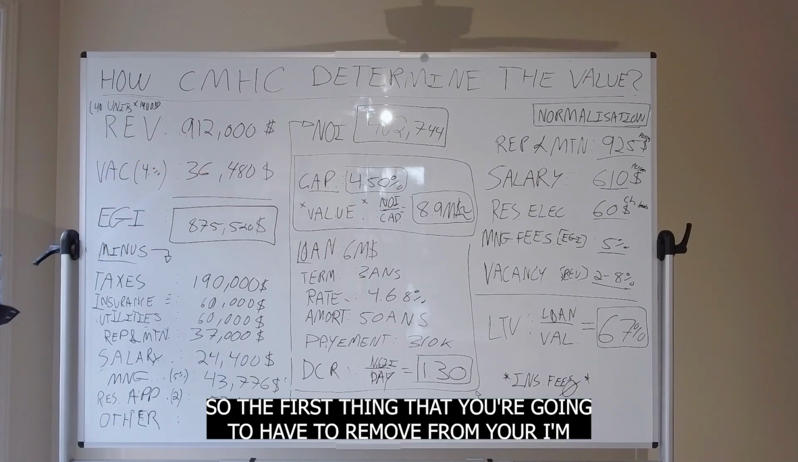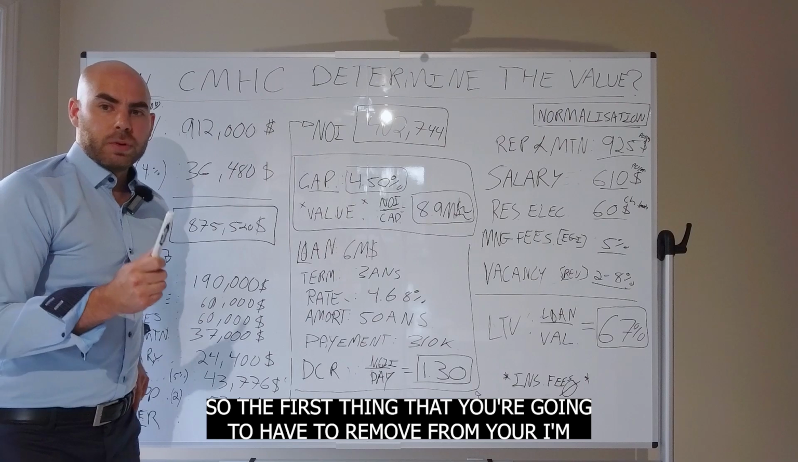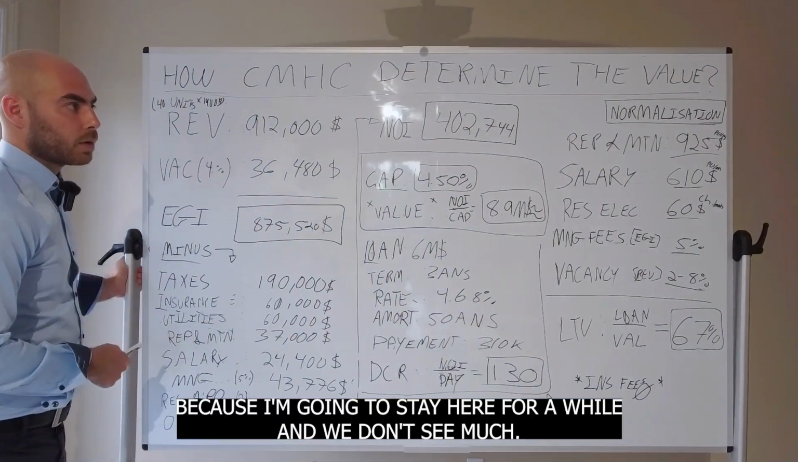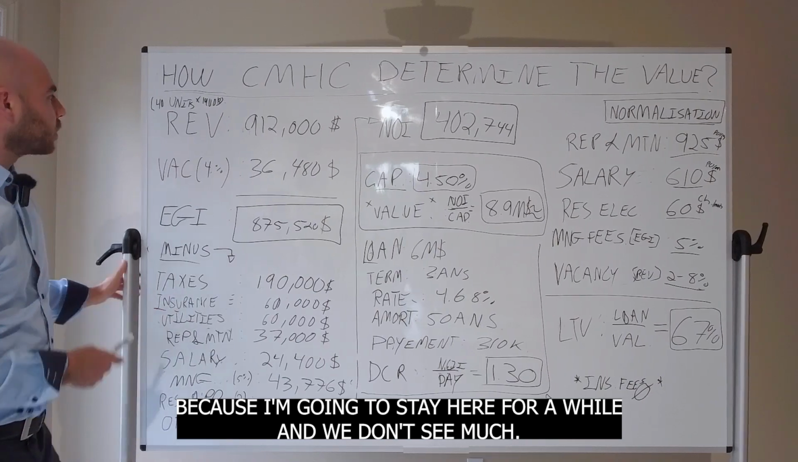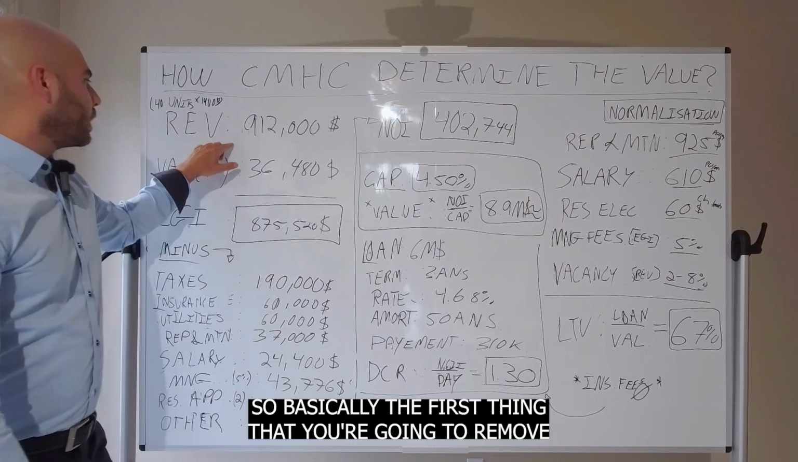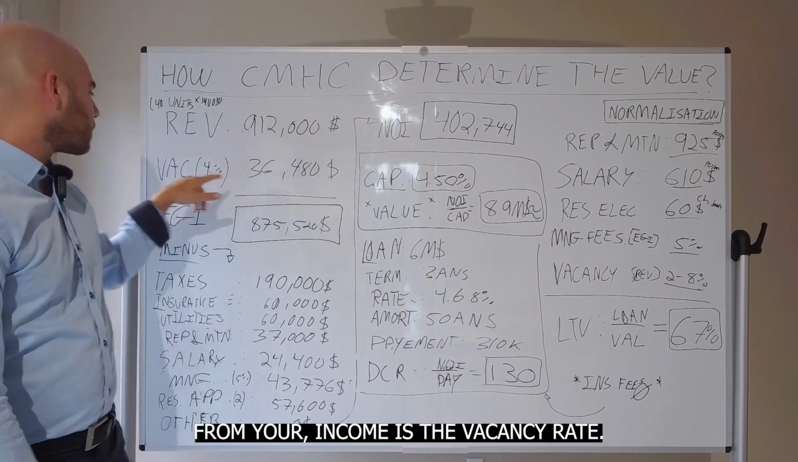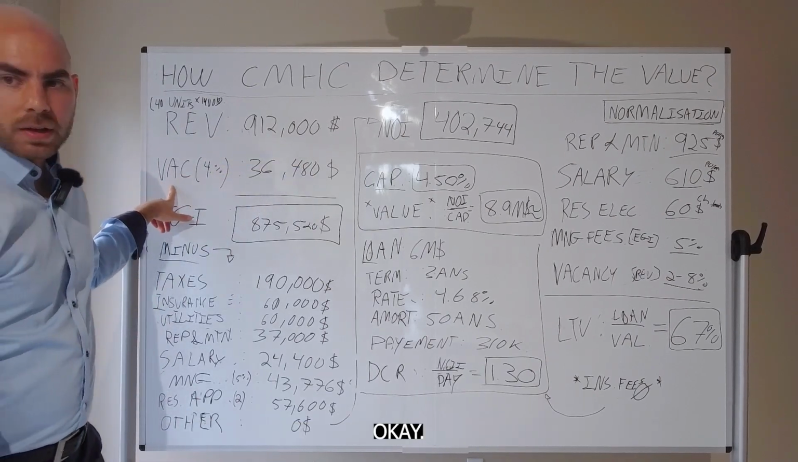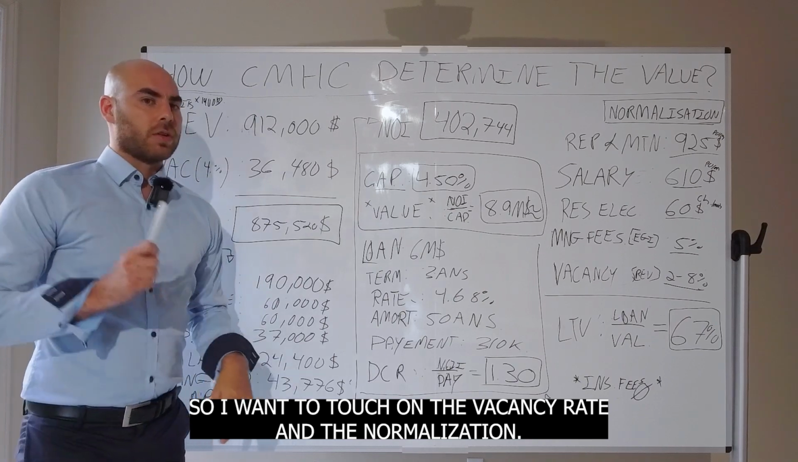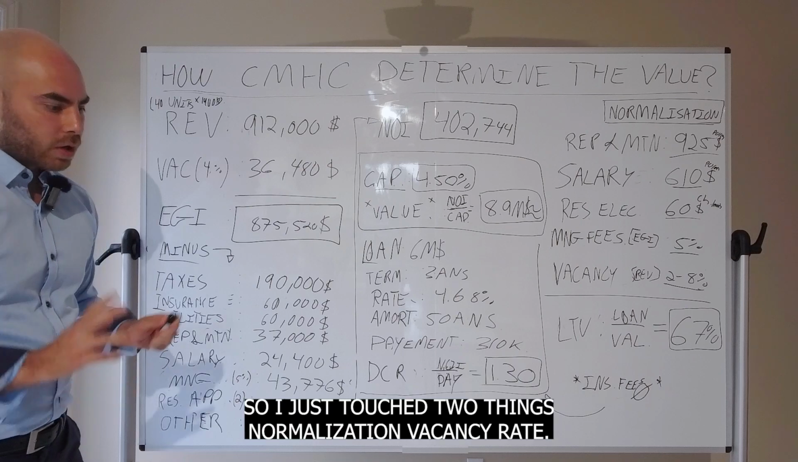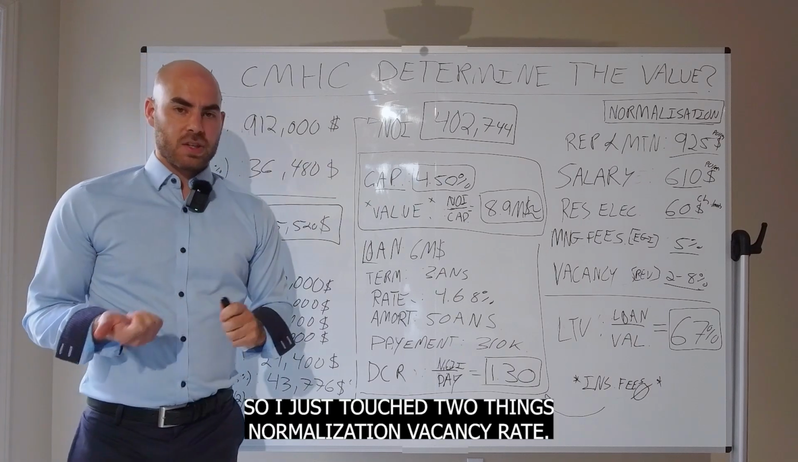$912,000. So the first thing that you're gonna have to remove from your income, I'm just gonna move this because I'm gonna stay here for a while and we don't see much. So basically the first thing that you're gonna remove from your income is the vacancy rate, okay? So I wanna touch on the vacancy rate and the normalization, okay? So I just touched 2 things, normalization, vacancy rate.